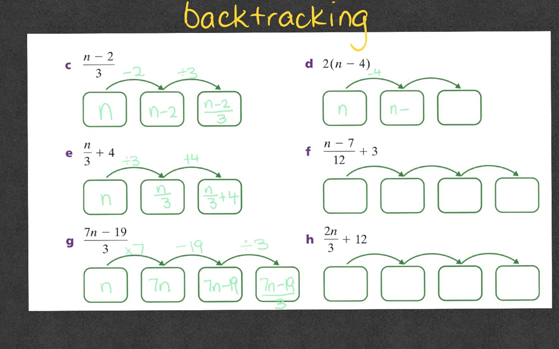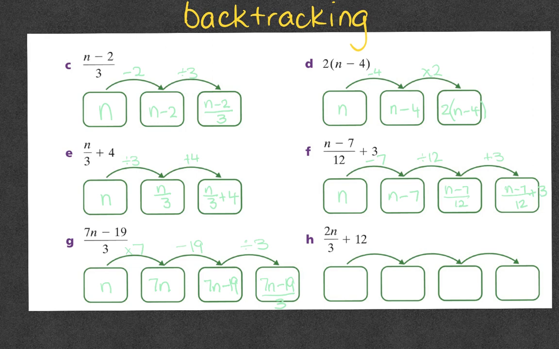Same thing over here. We've got n minus 4, gives us n minus 4, and we times that by 2. So 2 times n minus 4. And backwards we go divided by 2 plus 4. So we've got n minus 7, gives us n minus 7. Now this is divided by 12. And then we add a 3. And we go backwards. Minus 3 times 12 plus 7.